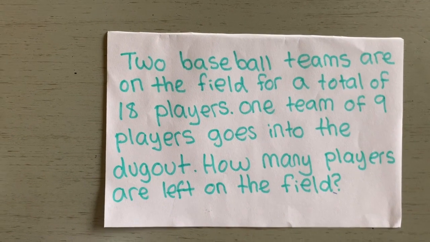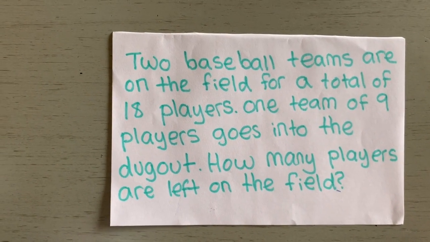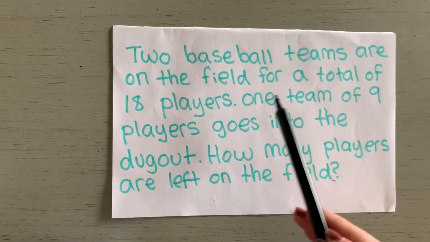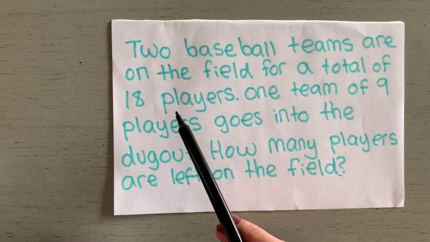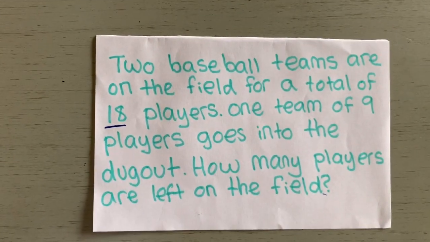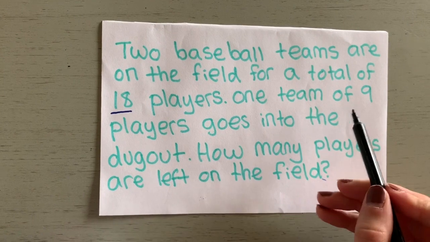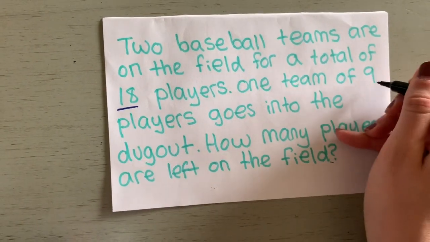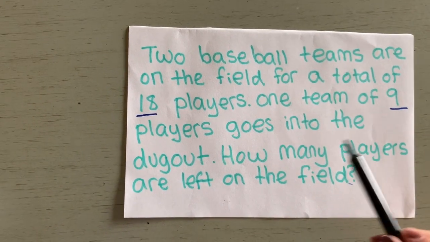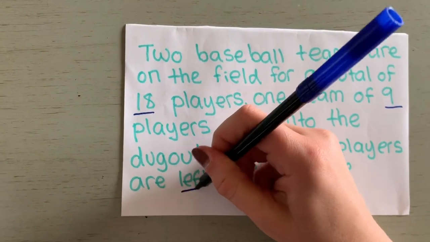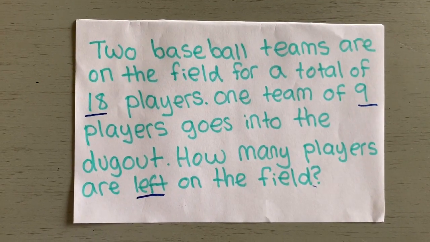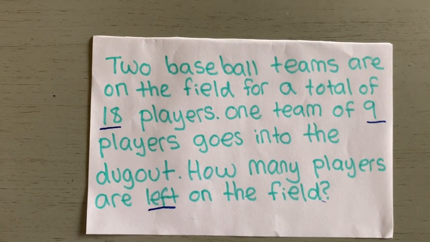So again, I'm going to find the numbers that are important. So 2 baseball teams are on the field for a total of 18 players. So that's how many altogether I have. 1 team of 9 players goes into the dugout. How many players are left on the field? So go ahead and pause as you work this out.